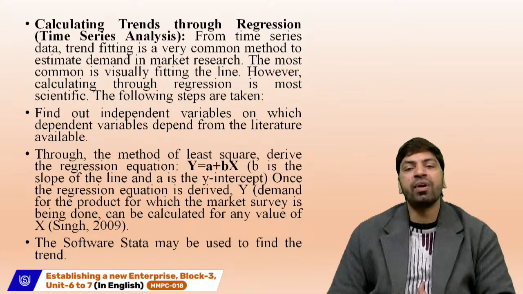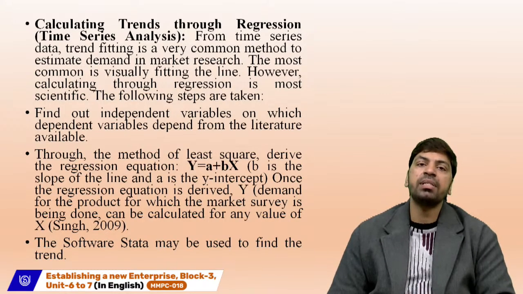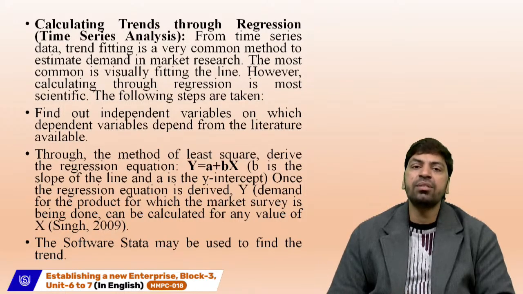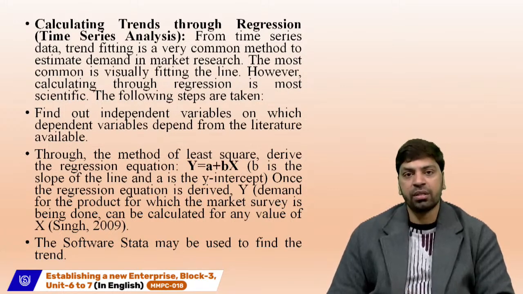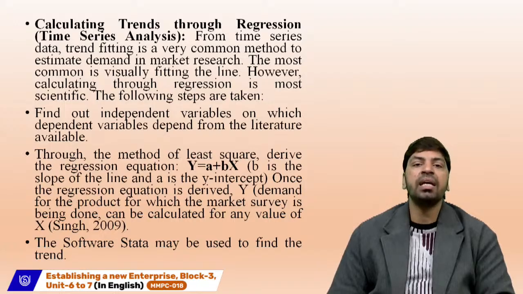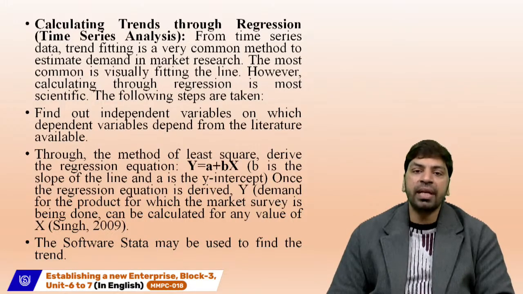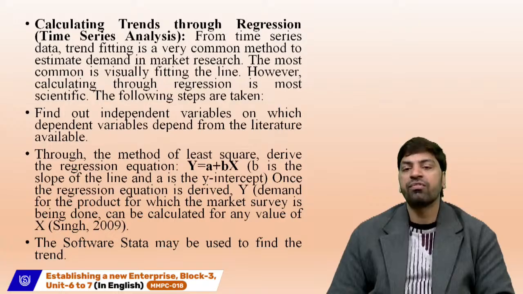Find out the independent variables on which the dependent variable depends from the available literature. Through this, the method of least squares will be used, and it could be derived using the regression equation, that is y equals a plus b x. B is the slope of the line, and A is the y-intercept. Once the regression equation is derived, then y, that is the demand for a product for which the market survey is being conducted, can be easily calculated for any value of x, and software data may be used to find this trend.